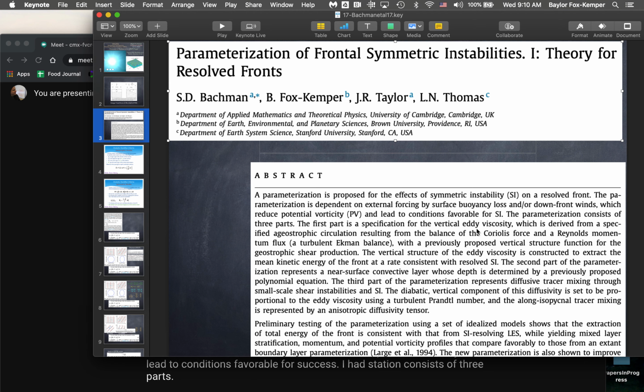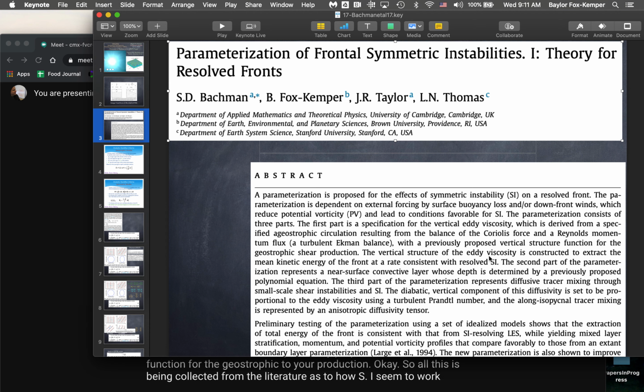The first part is specification of the vertical eddy viscosity. Just like KPP, it needs to vertically mix momentum, but now it's going to be vertically mixing the geostrophic shear, not just the wind-driven shear, which is derived from a specified ageostrophic circulation resulting from the balance of the Coriolis force and the Reynolds momentum flux. So a turbulent Ekman balance is the basic fundamental of that, with the previously proposed vertical structure function for the geostrophic shear production. Okay, so all this is being collected from the literature as to how SI seemed to work.